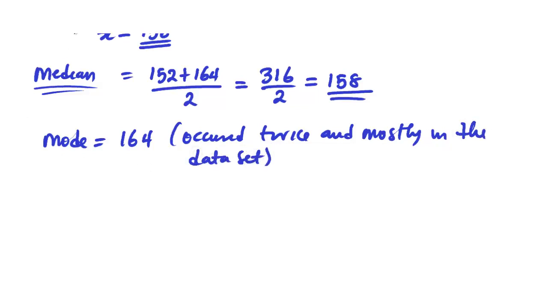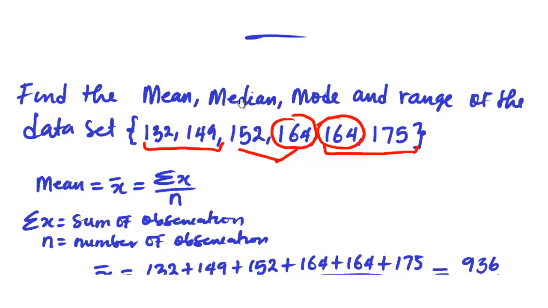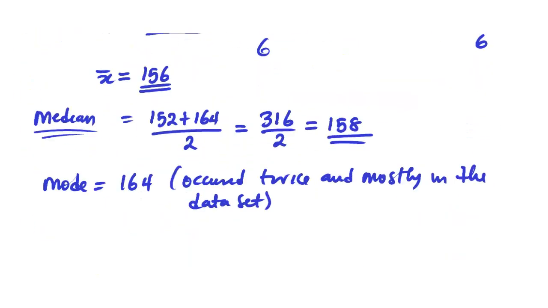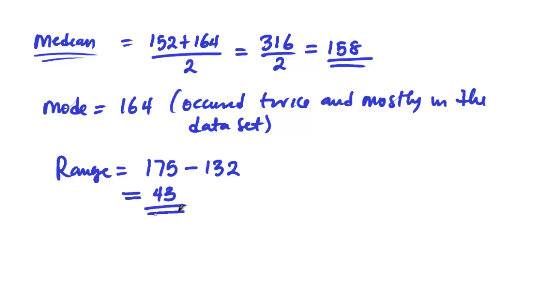Then the last one we want to look for is the range. So what is range? Range is the difference between the highest number and the lowest number. The least number in this data set is 132, and the highest is 175. So what will be the range? The range in this case will be 175 minus 132, and 175 minus 132 will give us 43.